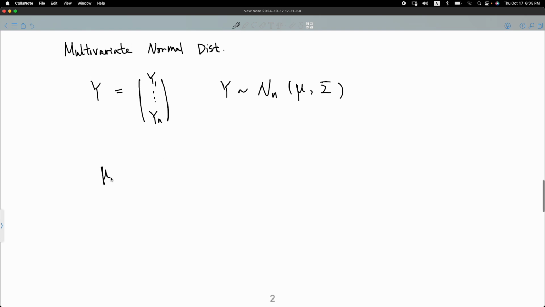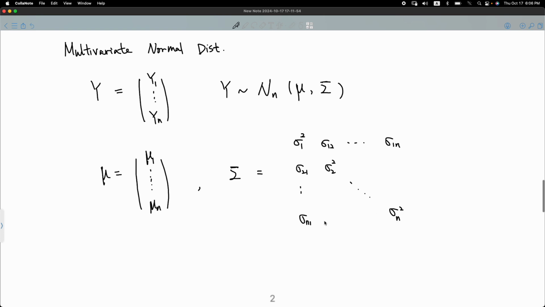you can write the mu also as mu1 all the way to mu n. And then for the sigma matrix, which is an n by n matrix, you can also write it more explicitly. So this is sigma 1 squared, sigma 1 2, sigma 2 1, and then you have sigma 2 squared, all the way to sigma n 1, and also sigma 1 n, and then all the way to sigma n squared. So this matrix will serve as this capital sigma matrix here.